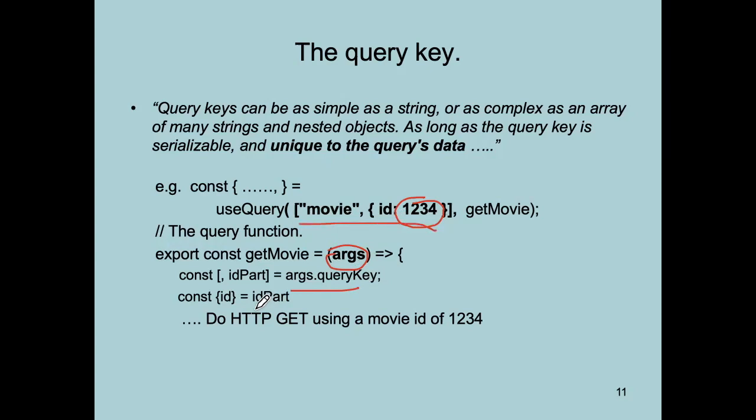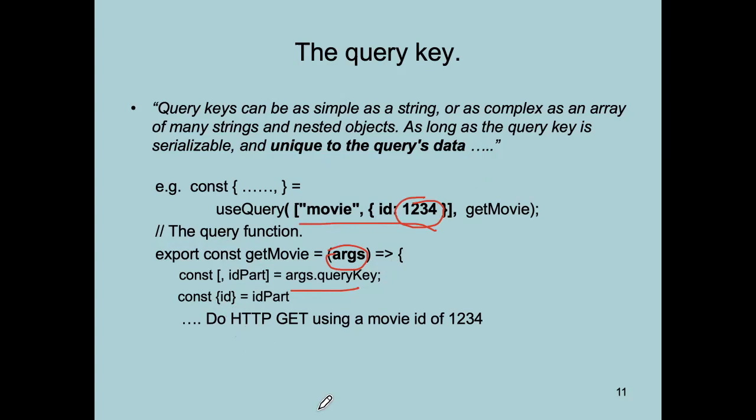And all I'm doing down here is some array destructuring. So ID part is going to be a variable, and the variable is going to be referring to this little object here. And then I'm going ID part, and I'm extracting the ID property within that object. So ultimately I'm going to have a variable called ID, and that variable in this particular example is going to be pointing at the integer 1234. And then I can make my HTTP request using 1234 as the movie ID.